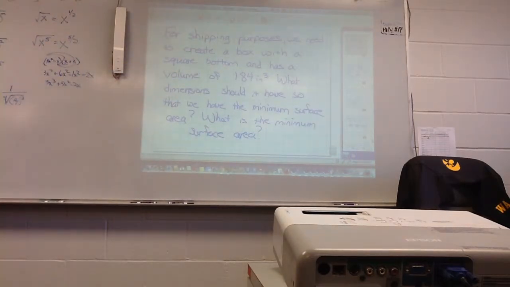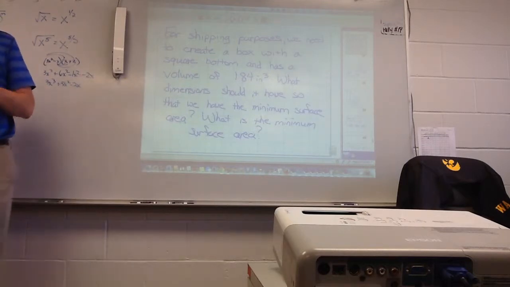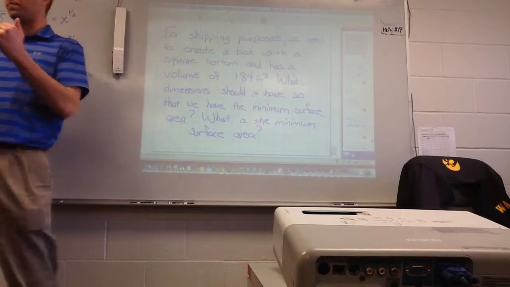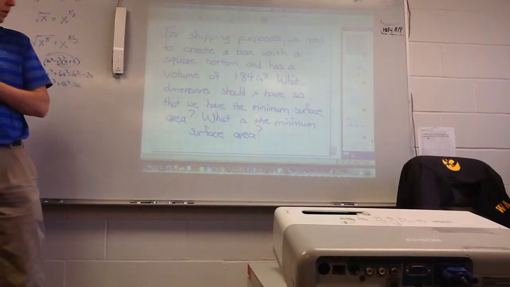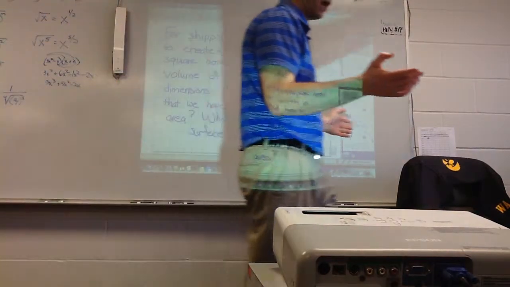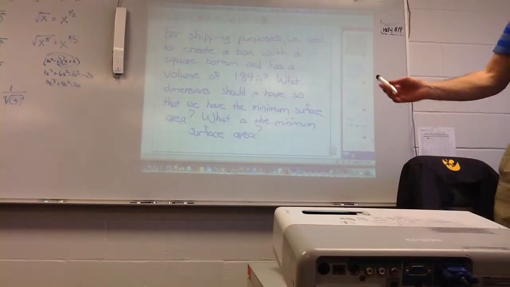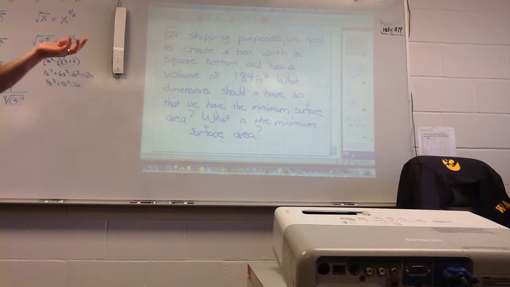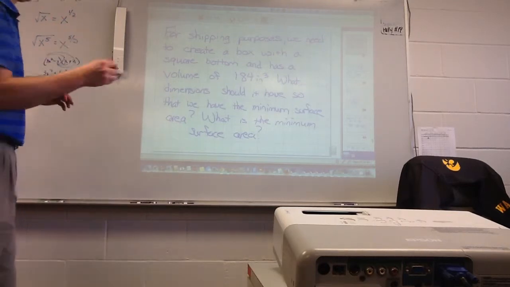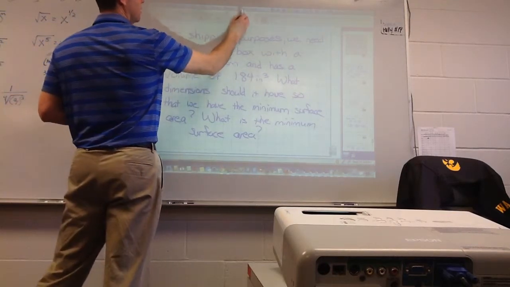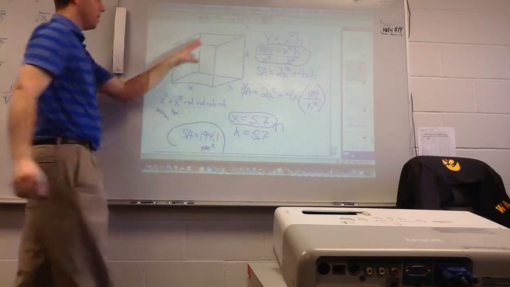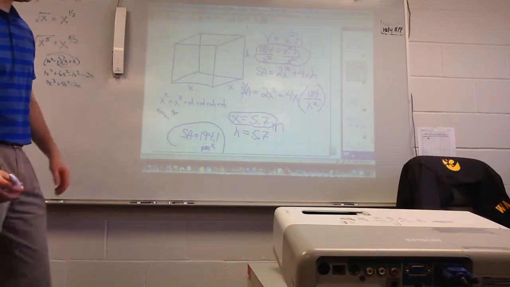Our job is to figure out that minimum surface area, or what size to make the box, so it still has this volume, but a minimum surface area possible, okay? So the first thing I would recommend doing, you don't have to do this, but if I were doing this problem, I would probably draw a picture of a three-dimensional box, okay? So I'm going to draw a picture of a box.